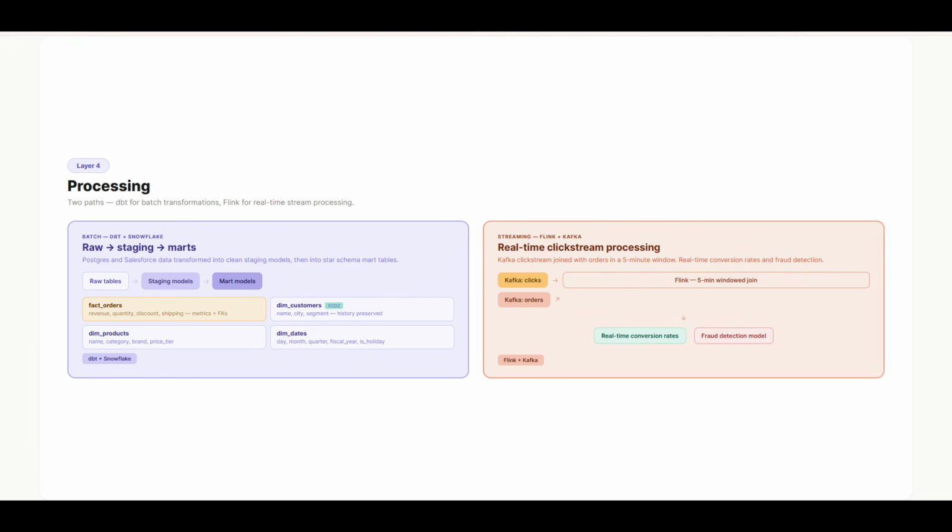Processing: dbt transforms raw Postgres and Salesforce data into clean staging models, then into mart models. Star schema: fact orders, dim customers with SCD type 2, dim products, dim dates. A separate Flink job processes the real-time Kafka clickstream, joining clicks with orders in a 5-minute window to calculate real-time conversion rates, and feeding the fraud detection model.